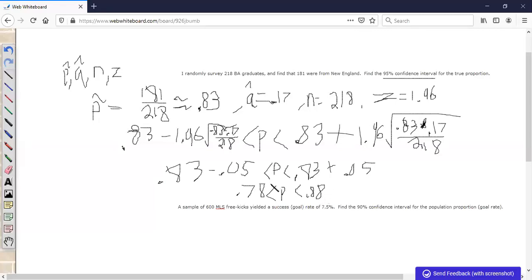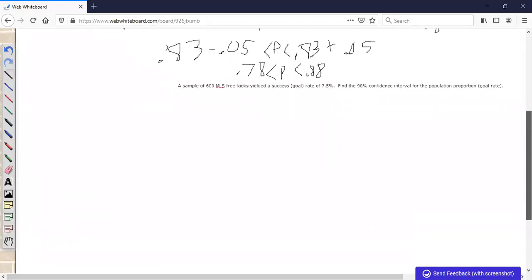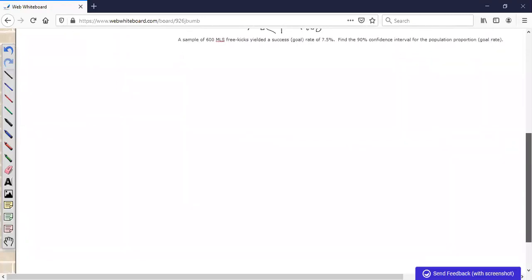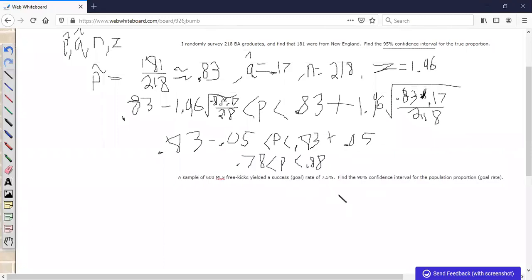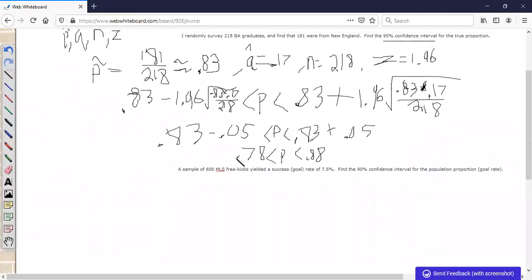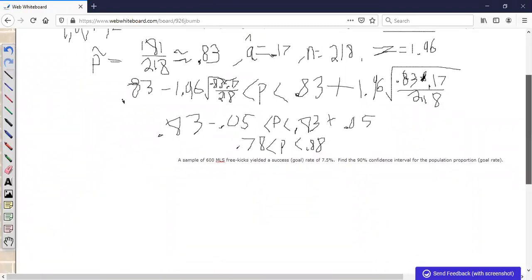Now here, it just so happens that the way everything worked out, we didn't end up needing a third decimal place. This is 0.780, this is 0.880. That's not going to be the case with the next problem, so you'll see me go out to 3 decimal points in the next problem. So here, and this is it, by the way, we're done. Notice again, this is symmetric around 0.83.